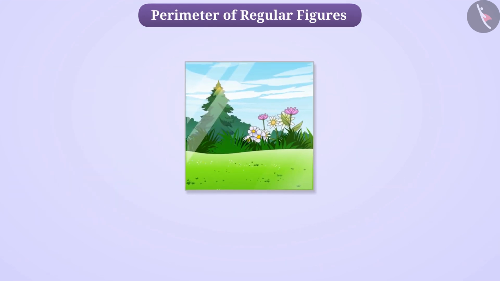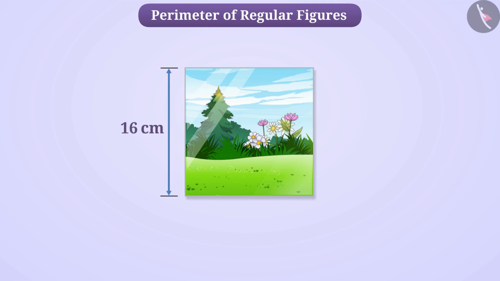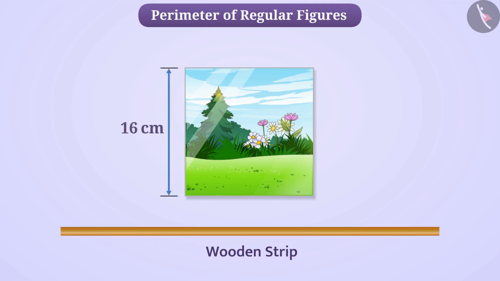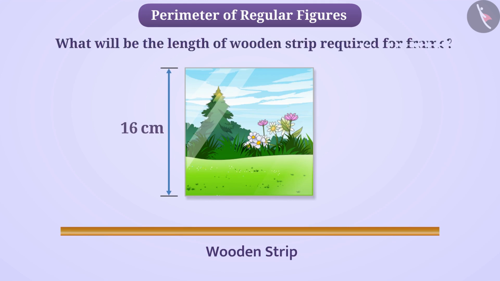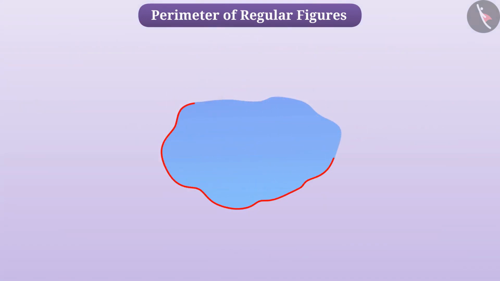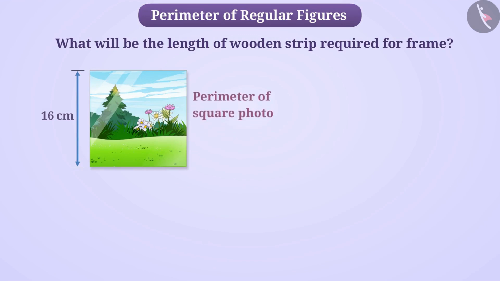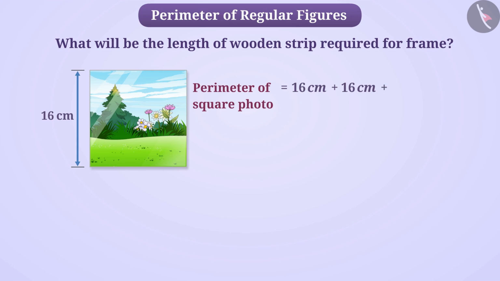Suppose we have to frame a square photo of 16 cm side with a wooden strip. For this, we have to find out what will be the length of wooden strip required. To find out, we have to find the perimeter of the square photo. You will remember that the distance travelled along the edge of a shape is called the perimeter of that shape. In this way, the perimeter of this square photo will be 16 cm plus 16 cm plus 16 cm plus 16 cm is equal to 64 cm.